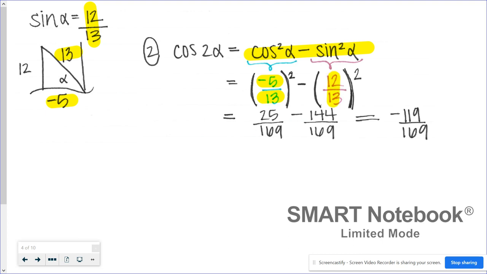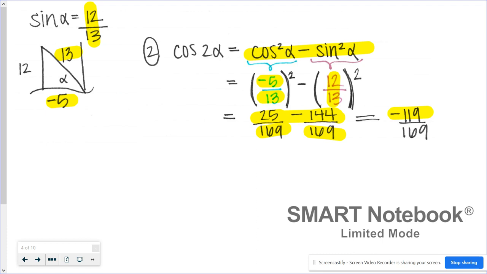I substitute those ratios into my formula, and then I expand it. Negative 5/13 squared is 25 over 169. 12/13 squared is 144 over 169. Then I just subtract these 2 fractions. The denominators are already the same, so that's excellent. I'm just subtracting my numerators, which is where I'm getting negative 119, and the denominator is 169.